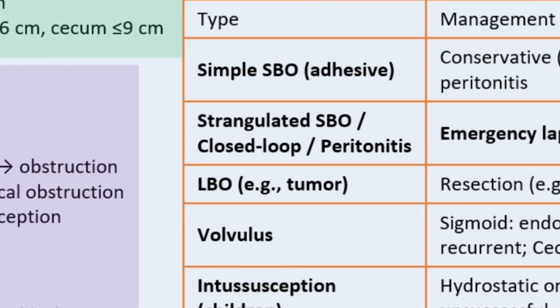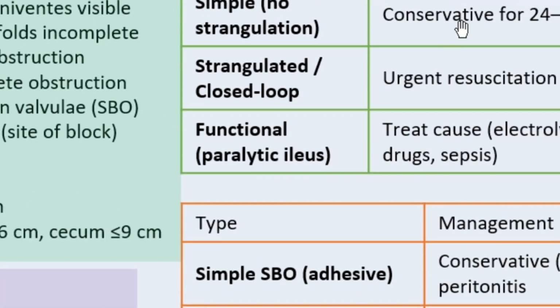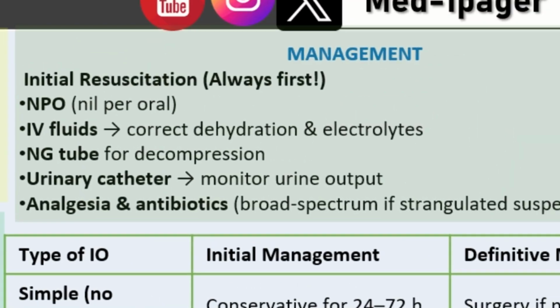So when we look at the management of these patients, we're going to begin with the initial resuscitation, where we are going to enforce nil per oral, where nothing is to be taken by mouth. You want to give IV fluids to correct the dehydration and electrolytes. You want to give the NG tube. We're going to put an NG tube to decompress and reduce the pressure.